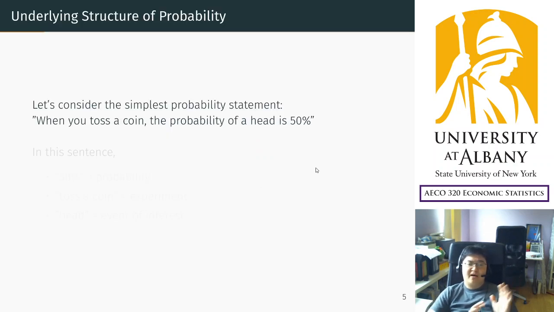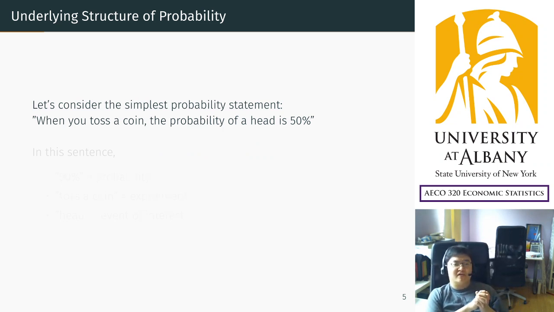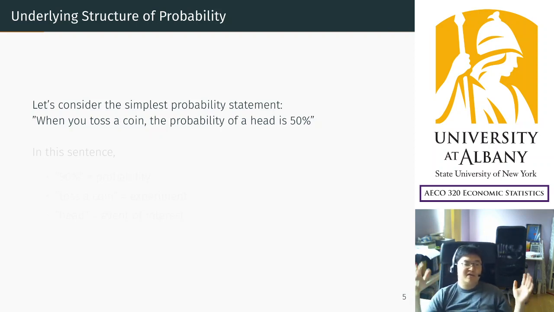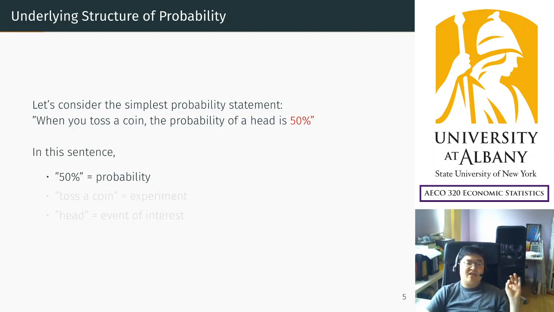So the simplest possible probability statement is this coin toss. The typical example: when you toss a coin, the probability of a head is 50%. It cannot be simpler than this. But let's think about this sentence more carefully. In this sentence, there are a few key components that any probability statement should have. First, of course, a probability statement should have a probability. That is this number, 50%, right?